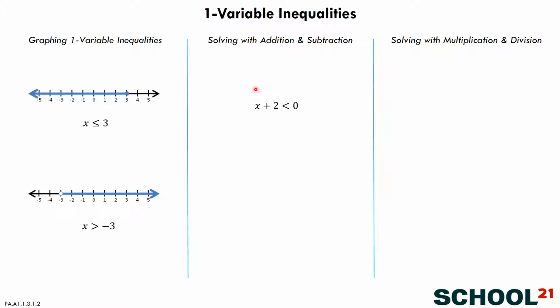So you want to get x by itself. What's bugging you there? The 2. The 2, and it's being added to x. So what's the opposite of adding? Subtracting. Good. So what would you do here to solve? You'd subtract 2 from both sides. Yeah, you subtract 2 from both sides.